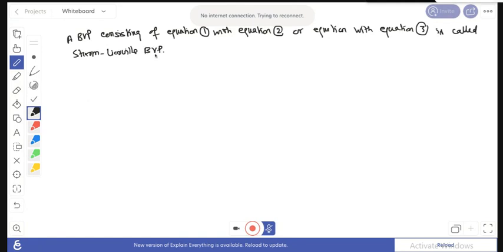Okay, so here we are interested in finding the non-trivial solution of this Sturm-Liouville's boundary value problem. The zero function, that is y equals 0, is the trivial solution. I think it is clear to all of you. Okay.